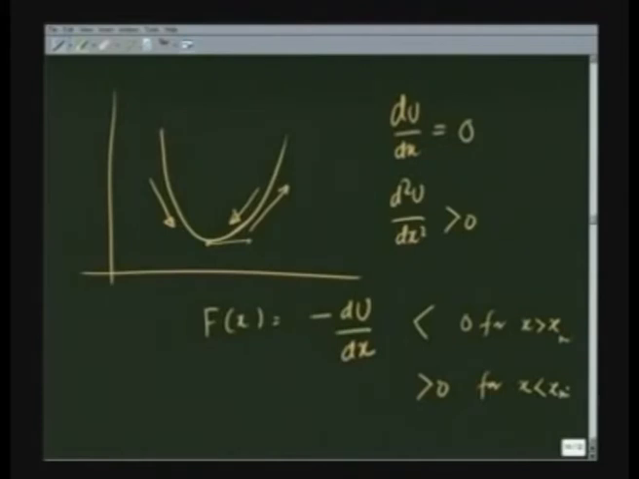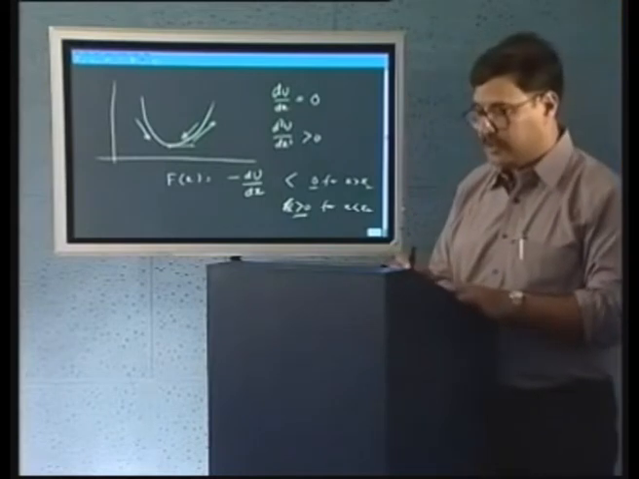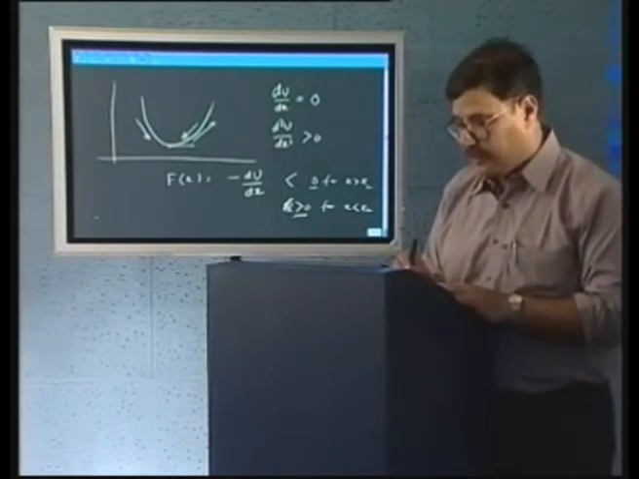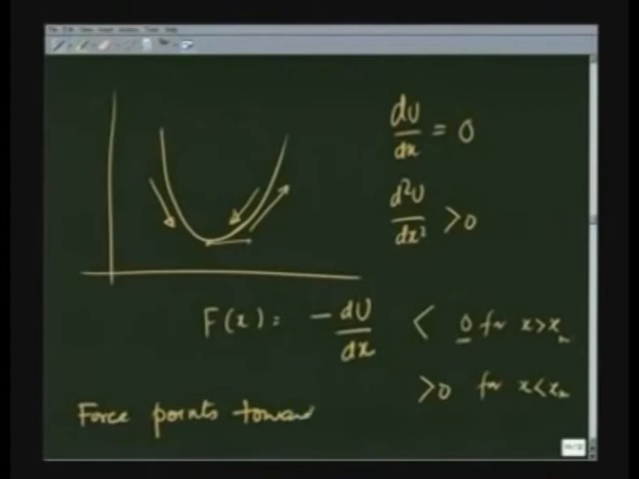So you see the force points in the positive direction if you go to the left of the minimum, and in the negative direction if you go to the right of the minimum. Therefore the force always points towards a minimum. So let us write: the force points towards the minimum of the potential energy. So any particle at the minimum would tend to move towards the minimum if displaced from there.